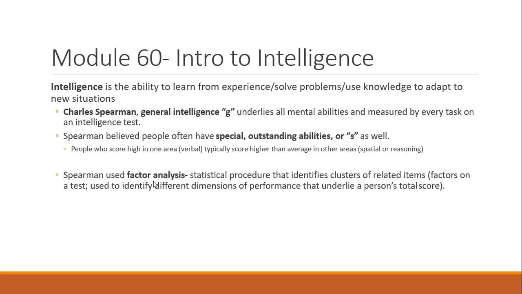And there's a number of different tests that we can talk about. Spearman believed that people often have special or outstanding abilities known as S as well. And he thought that people who scored high in one area, maybe it's verbal, typically scored higher than average in other areas too. So it could be spatial or reasoning. He used factor analysis, statistical procedures that identify clusters of items, factors on a test used to identify different dimensions of performance that underlie a person's total score.